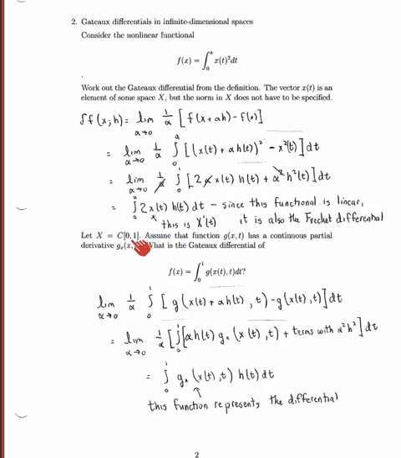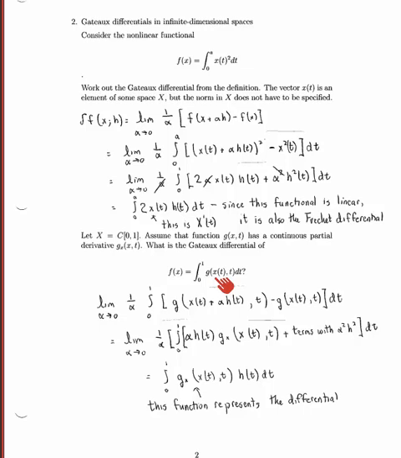This time I'm going to let X be the space C[0,1], and I'm going to assume that I have a function of x and t, two variables, which has a continuous partial derivative with respect to its first argument. I'm going to denote that partial derivative by g sub x. This is standard notation in this context, rather than writing partial of g with respect to x.